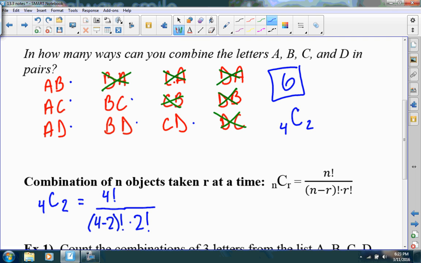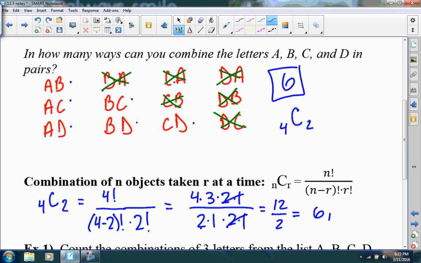Okay? So when we work this out, this is really 4 times 3 times 2 times 1 over 4 minus 2 is 2, so that's 2 factorial, 2 times 1, and then I have another 2 factorial, 2 times 1. So the 2 times 1 cancels off, so then I have 12 over 2, which is 6, and that's the answer that I got up above.